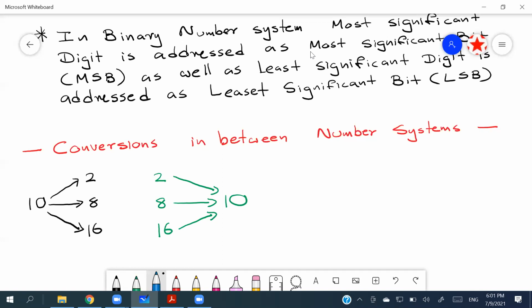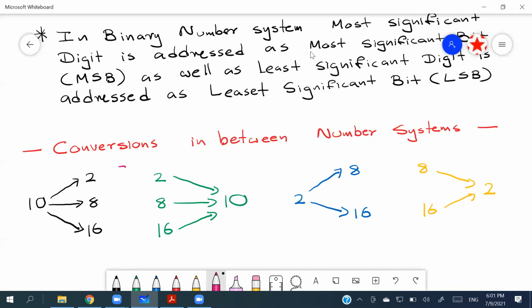And the third conversion is about a binary converting into an octal and into a hexadecimal, right? And the last conversion is again the opposite of this. Octal and hexadecimal will be converted into a binary.